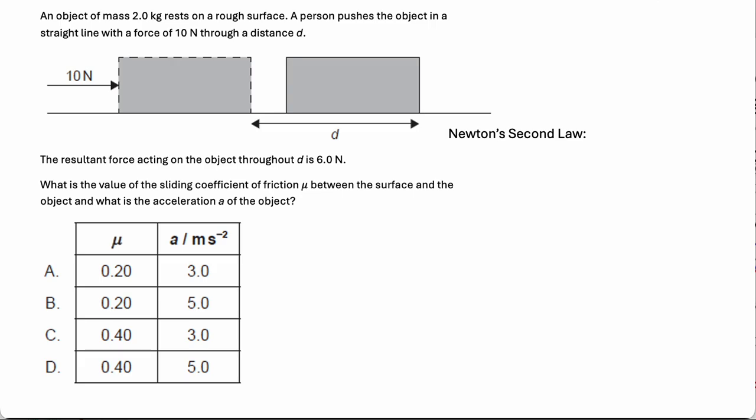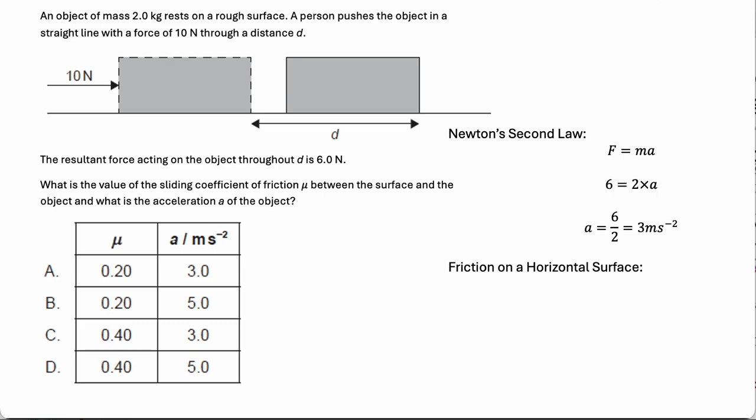Let's go for it. Let's use Newton's second law first. We're told the resultant force is 6, and we're told the mass is 2, and therefore we can get the acceleration very simply. 6 over 2 is equal to 3 meters per second squared. So we can rule out a couple of those options, the B and D there.